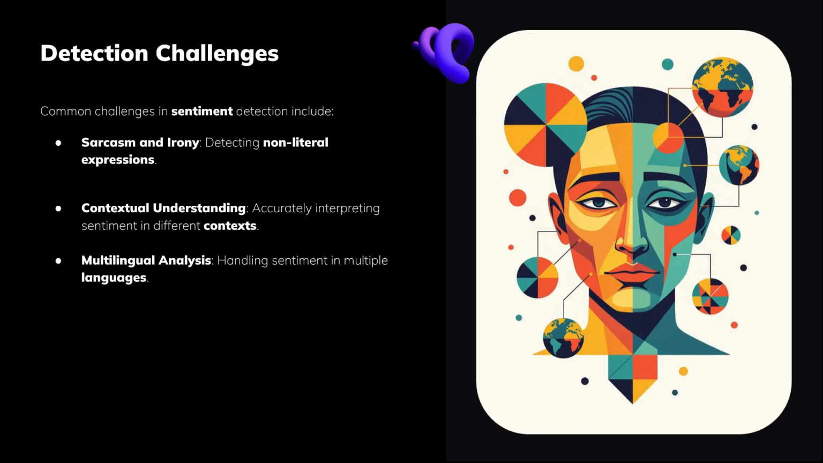So coming to the next slide, detection challenges. Of course, sentiment analysis isn't perfect. One of the biggest challenges is sarcasm. Take the tweet, "Great job on the presentation," said no one ever. A human would instantly recognize the sarcasm, but many algorithms would classify it as positive. Another challenge is multilingual analysis. For example, the word sick in English can mean ill, but in slang it can mean cool. Without context, the algorithm might misinterpret the sentiment.